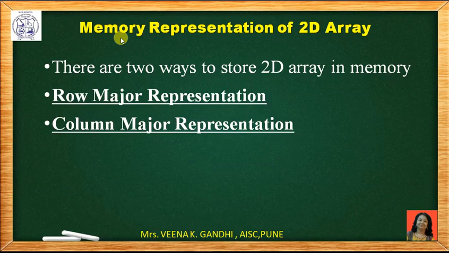Our next topic is memory representation of the 2-dimension array. We know that in 2-dimension arrays, data is stored in tabular format, in terms of rows and columns. But it is a logical or conceptual view to store data. Physical memory is sequential or linear format, a collection of sequential addresses. So how to store this 2D array in the memory? There are two ways. First is row major representation and second is column major representation.